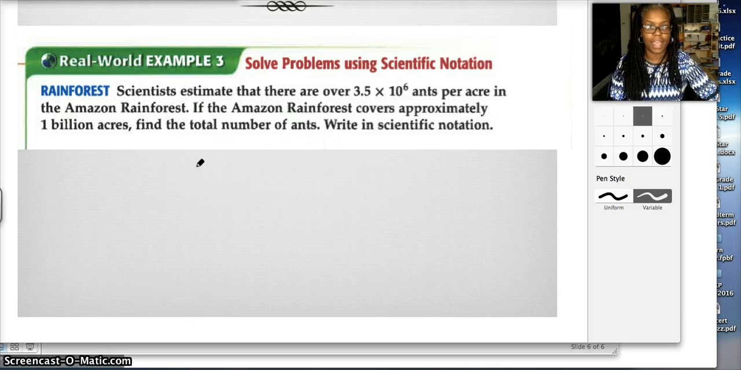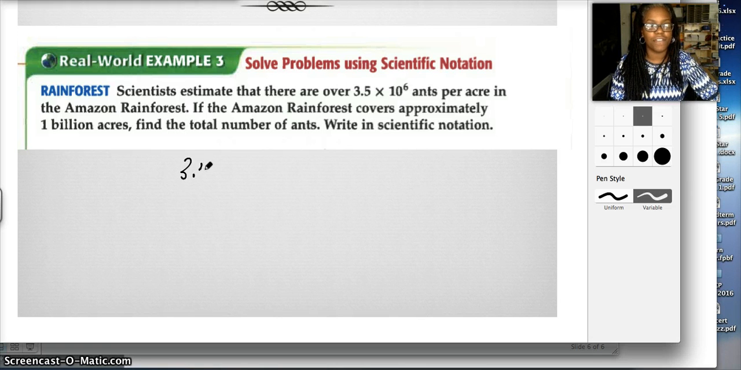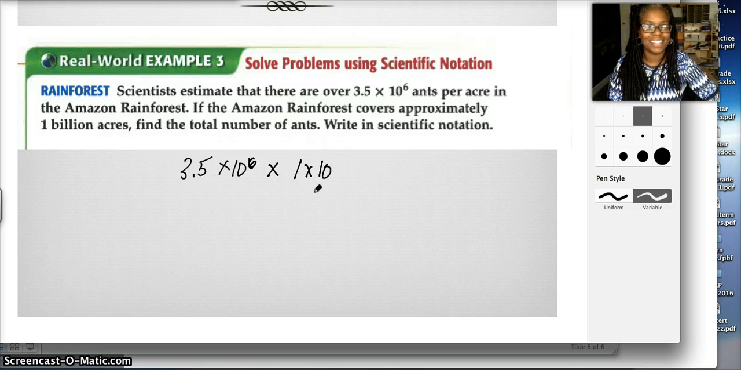Well, let's think about what we have. First of all, I have 3.5 times 10 to the 6th power ants per acre. How many acres do I have? I have 1 billion acres. So I can write 1 billion as 1 times 10 to the, do you know what the power would be when we're dealing with billions? How many zeros are there? 9. Good. So I've got times 10 to the 9.